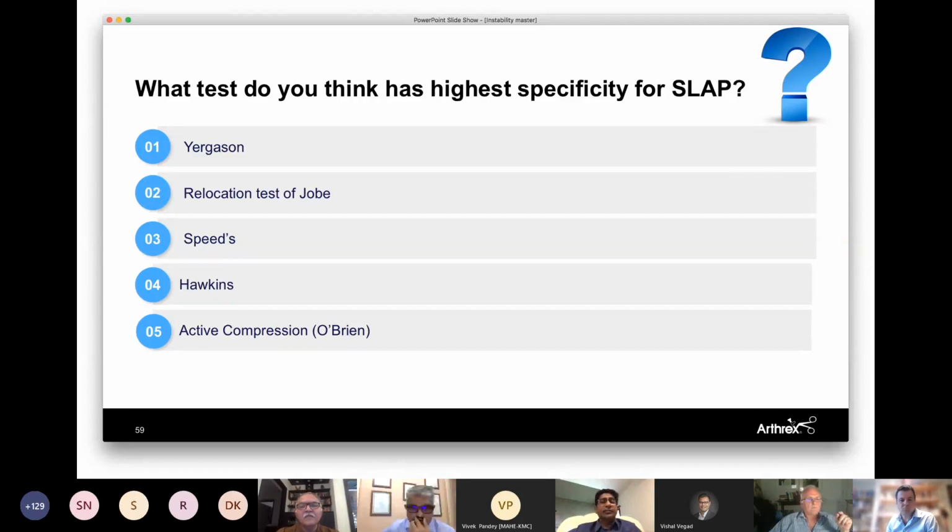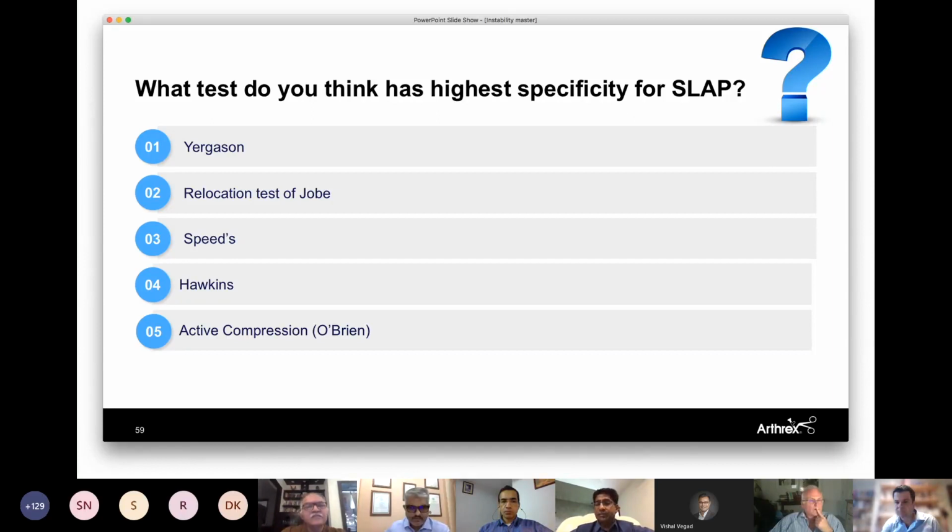Have we got those results yet, Vish? Yeah, indeed, 95% would go for the active compression, Mark. Okay, that's interesting. It really starts off the way I put it here, from the lowest to the highest. Your Yergason test is about 13% sensitive, whereas your O'Brien or active compression test is 65%, which is exactly the same as the Hawkins test as well, which is quite interesting.